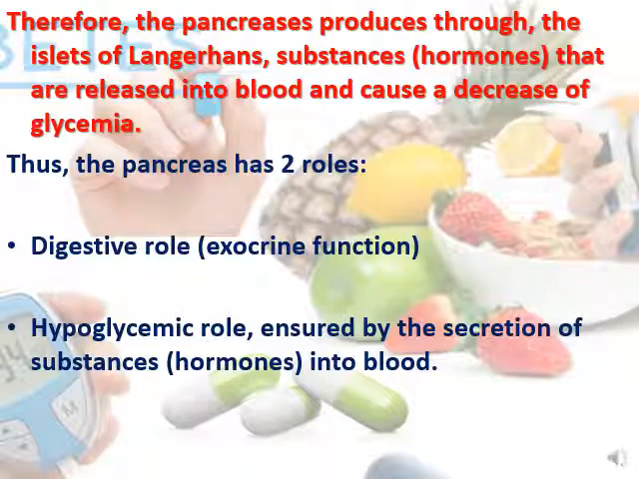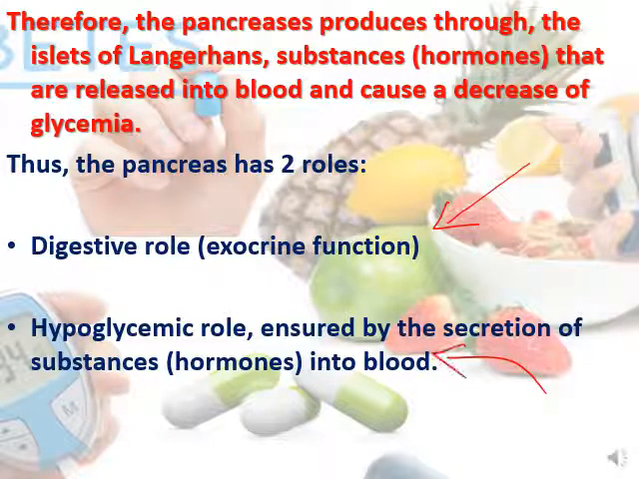So therefore, the pancreas produces, through the islets of Langerhans, substances or hormones that are released into the blood and can cause a decrease of glycemia. So the pancreas has two roles: a digestive role, the exocrine function, and a hypoglycemic role, ensured by the secretion of hormones directly into the blood, insulin and glucagon.